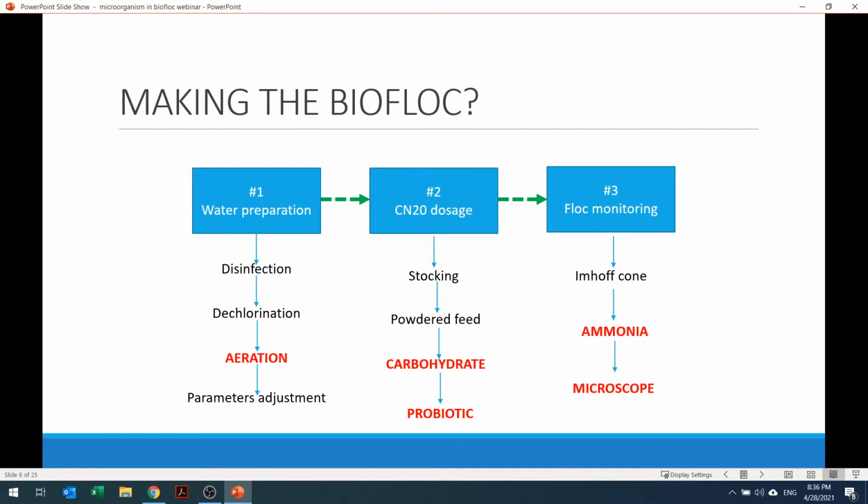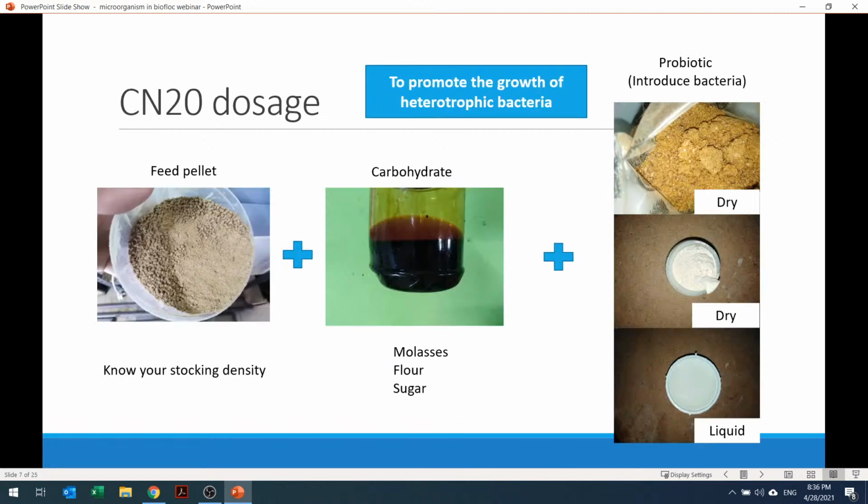This is roughly how we can prepare or start making the Biofloc system: prepare the water, CN20 dosage, and floc monitoring. The details on how to make this happen have already been explained in the previous webinar on the nursery review. These are the materials you need to promote the growth of heterotrophic bacteria: pellet, molasses or carbohydrate, and also probiotic. Make sure you are dosing CN20, carbon to nitrogen ratio 20, for fast bacteria growth.